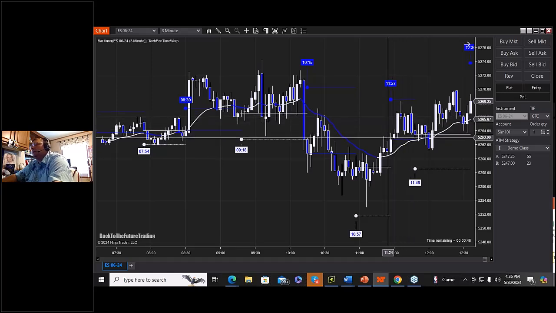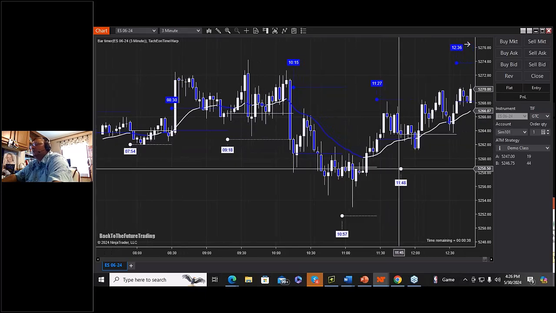That would have been a stop out in that regard. I would have been stopped out here trying to sell it back going this way. That was a little bit too much action, so that would have been a loser.